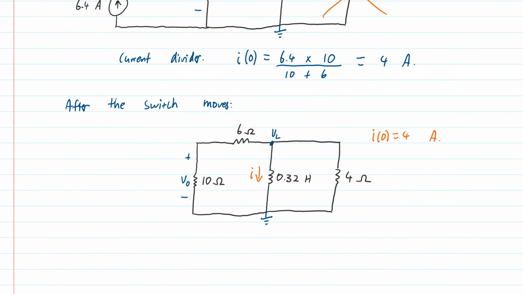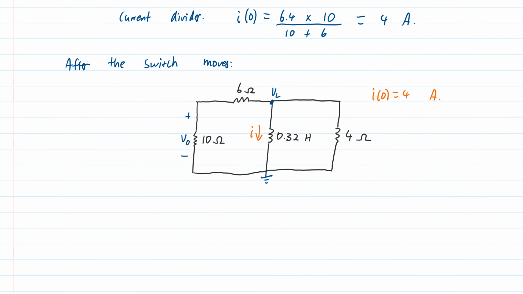So let's go ahead and analyze this. I need to write down some equations that relate the voltage and the current so that I can use my definition of inductor behavior. To do that, I need to analyze this circuit. I can write Kirchhoff's current law at this node. I can use mesh current or node voltage, whatever I like. I'm going to use the node voltage method.